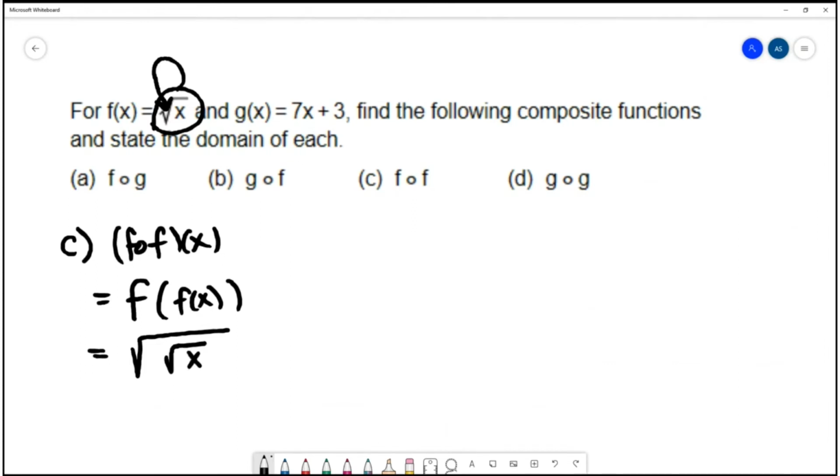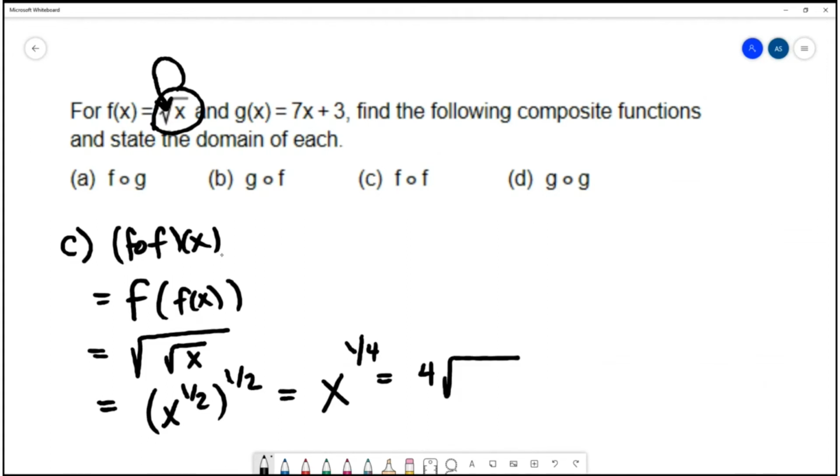Now this notation may seem a little bit strange at first, but if you remember that radicals are the same thing as exponents, we can write this as x to the 1/2 power to the 1/2 power. One of our properties of exponents is that we can multiply these powers together when we have an expression to a power raised to another power. So this gives x to the 1/4 power, and that is the same thing as the 4th root of x.